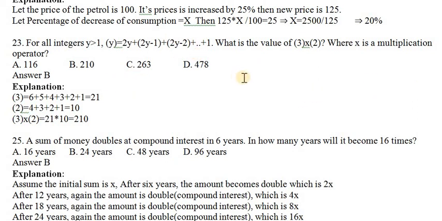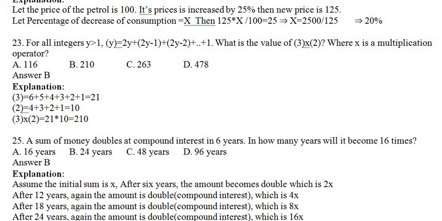And for all integers y greater than 1, y equals 2y plus 2y minus 1 up to plus 1, then what is the value of 3 into 2, where x is a multiplication operator? So here we can apply this integer value here, and again for this 2 apply here. You have to find the series value, then you have to multiply both. Now y of 3 is nothing but this one, okay, 21 we are getting, and y of 2 is nothing but 10. So if you multiply these two, 21 into 10 is nothing but 210, okay.